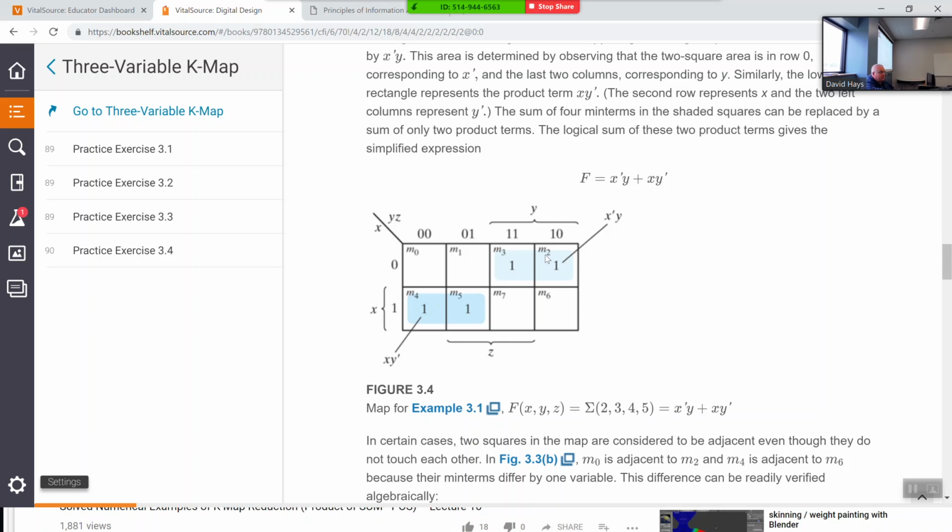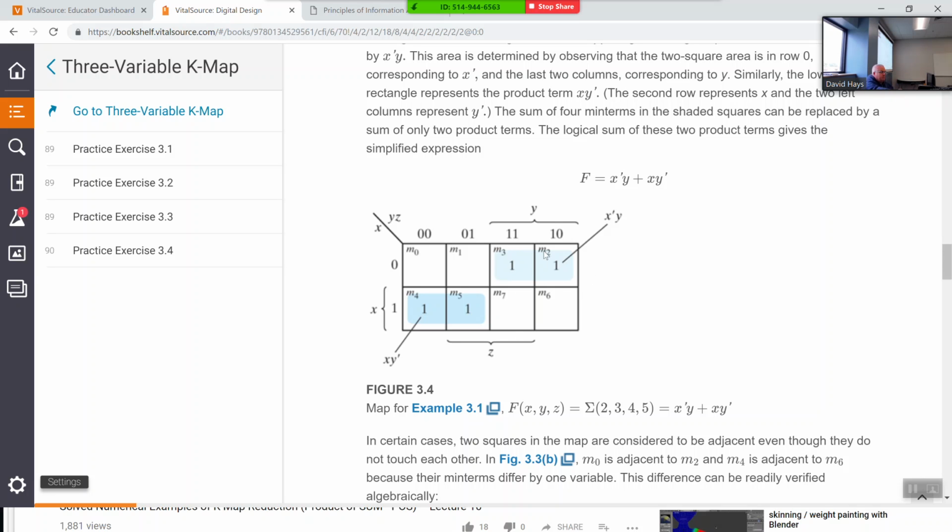The 2 stands for m sub 2. So that's why there's a 1 there. The 3, there's a 1 there. The 4, there's a 1 there. And the 5, there's a 1 there. So by default, what's in the other places? 0. And so we're going to see how this is connected to the next section and how they kind of swap.